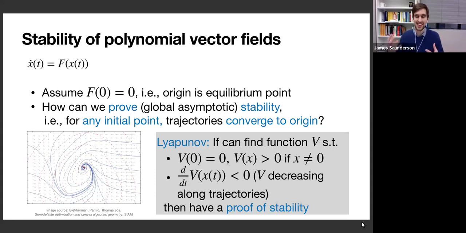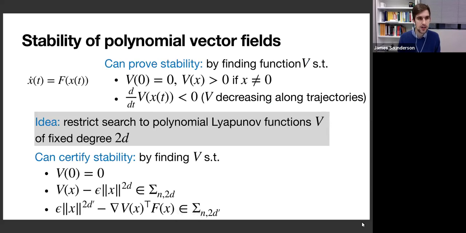So there are really interesting connections between analysis of algorithms and this kind of stability, particularly in the discrete time setting of vector fields. Okay, so this is the setup. Now we know what we know. We know that we can prove stability by finding such a function.